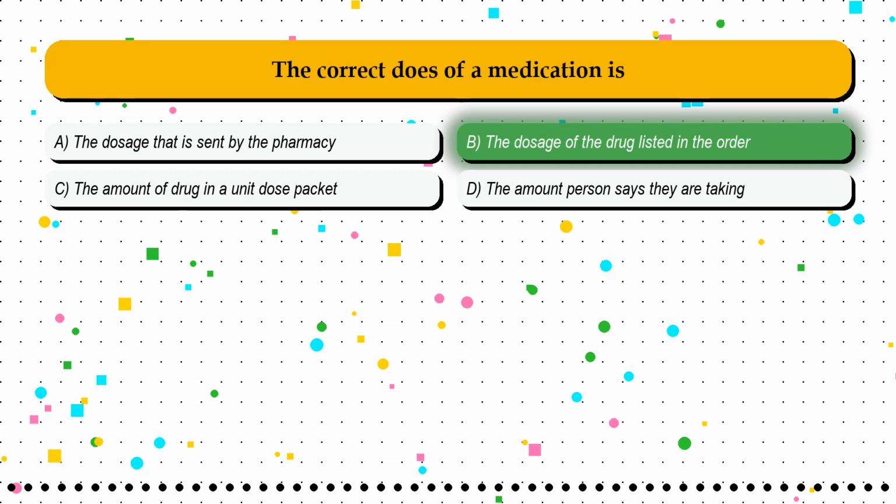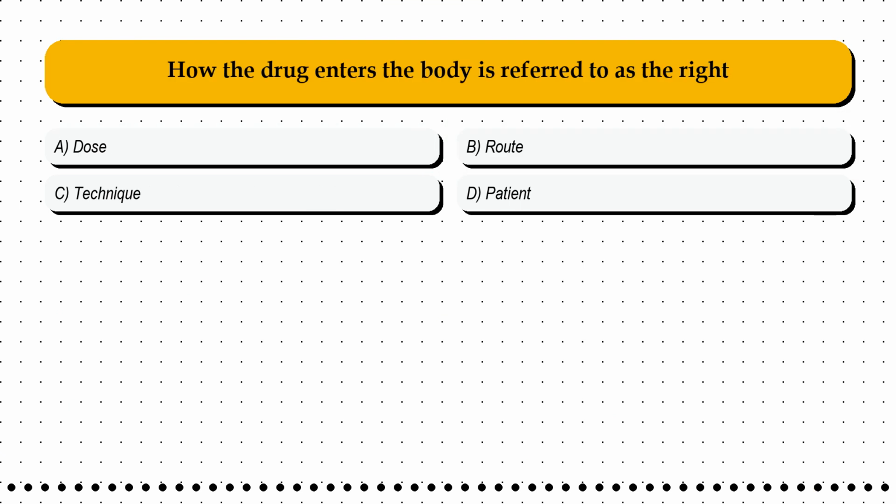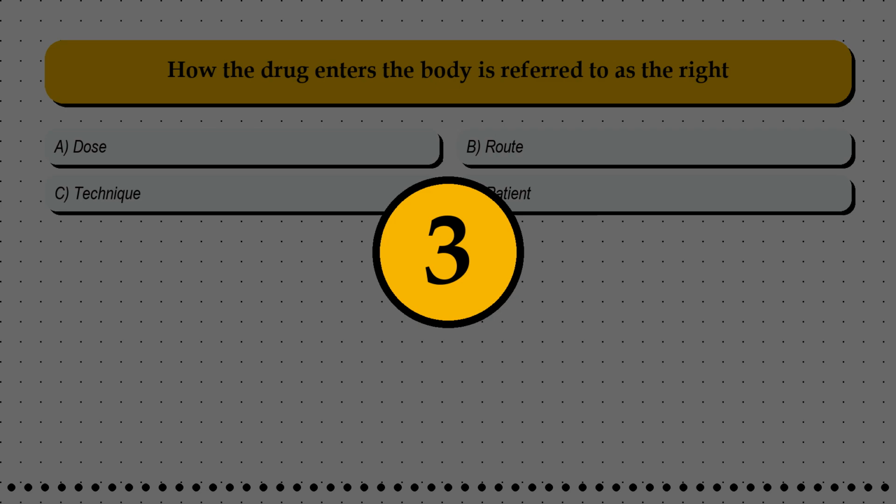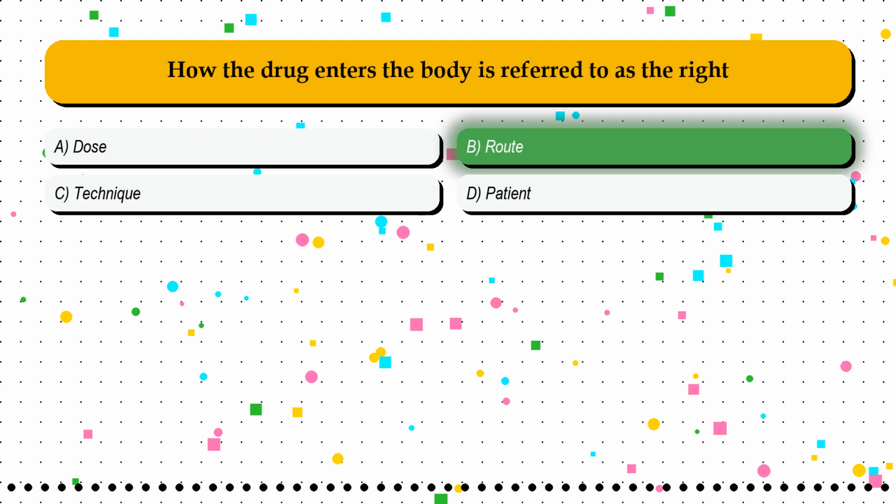The correct answer is option B, the dosage of the drug listed in the order. Question 221. How the drug enters the body is referred to as the right. Option A, dose. Option B, route. Option C, technique. Option D, patient. The correct answer is option B, route.